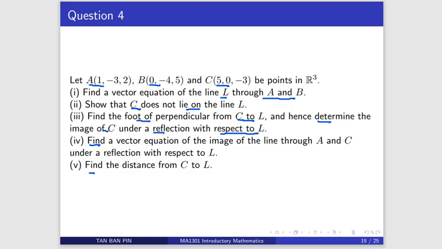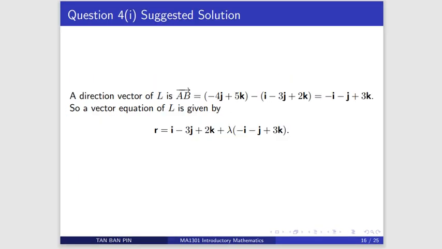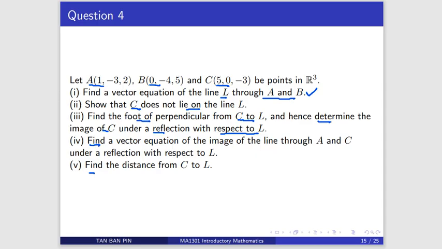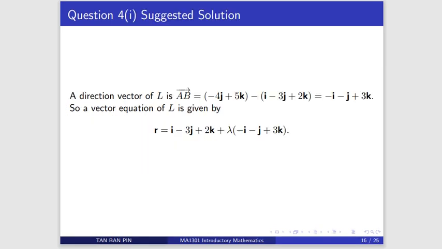The other two parts of the question, you look at later. So first, you're supposed to find the equation of the line L through A and B. So you'll find the direction vector. A is 1, minus 3, 2. B is the point 0, minus 4, 5. Right? So to find AB, you'll be vector OB minus vector OA, and that gives you minus i minus j plus 3k.